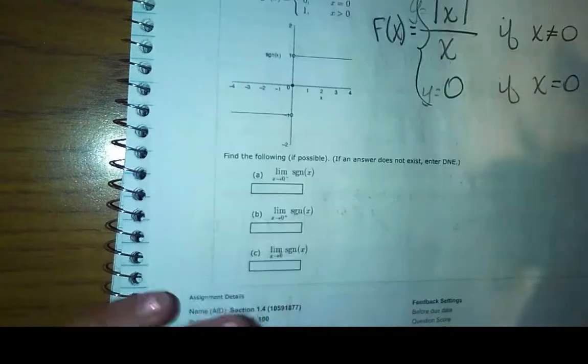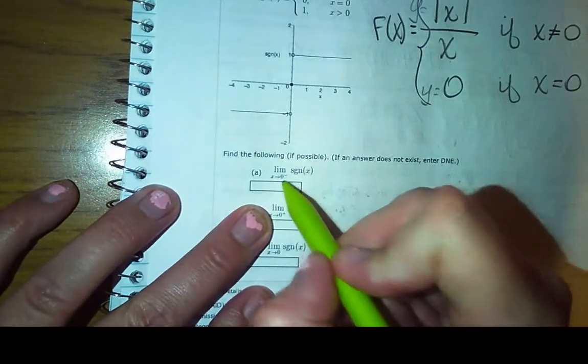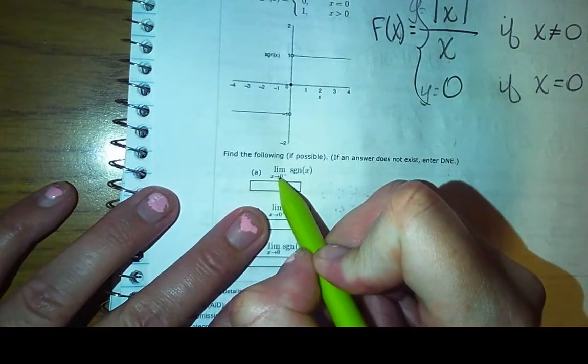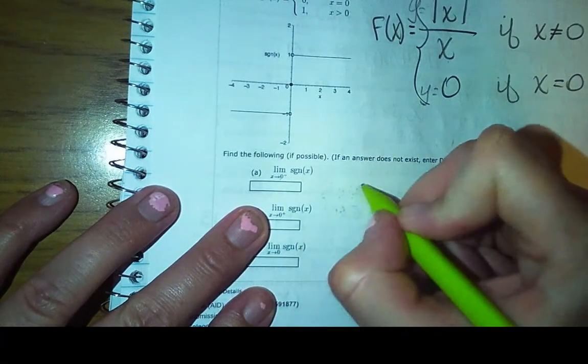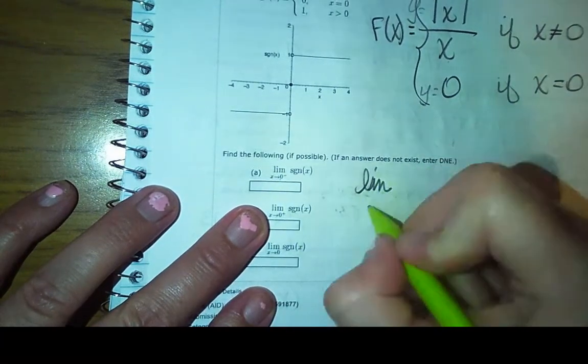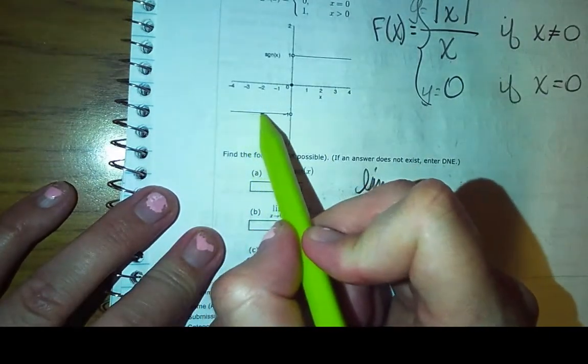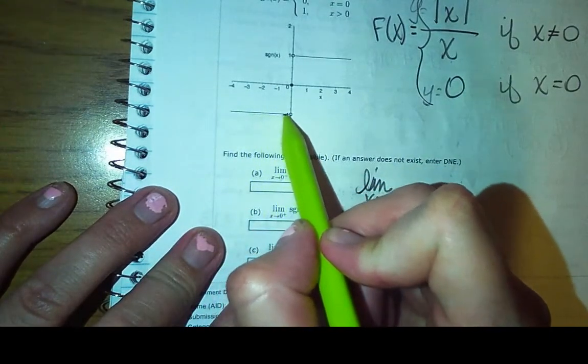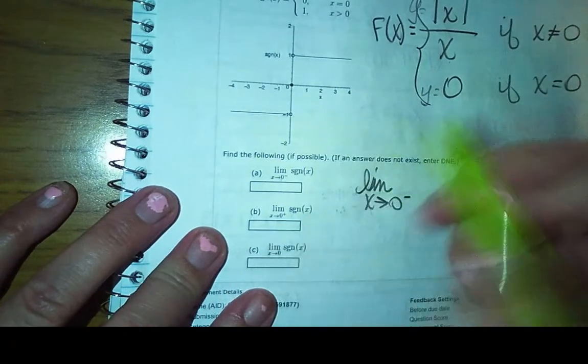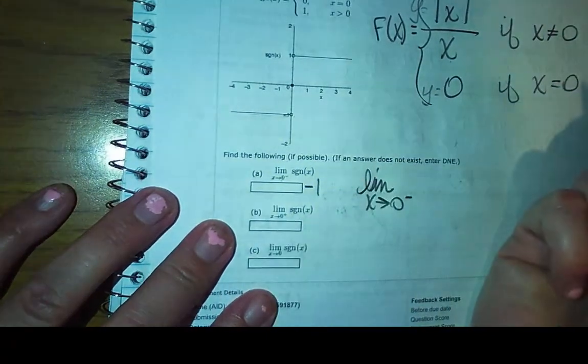All it means is we need to take some limits. So as I come at 0 from the left, so again, that says the limit as x approaches 0 from the left. So I'm sneaking up to an x value of 0 from the left. As I get closer to 0, what do I get? I get a -1. Okay.